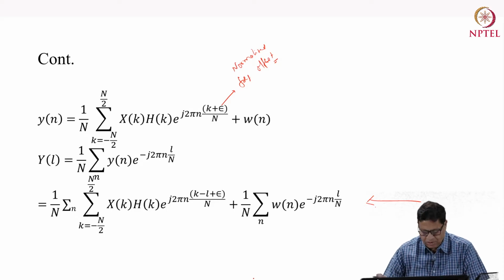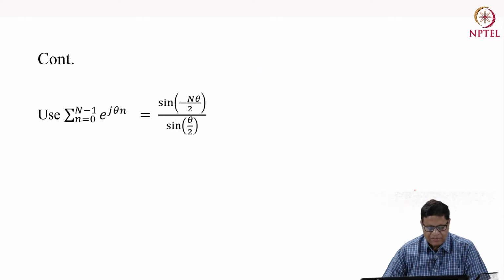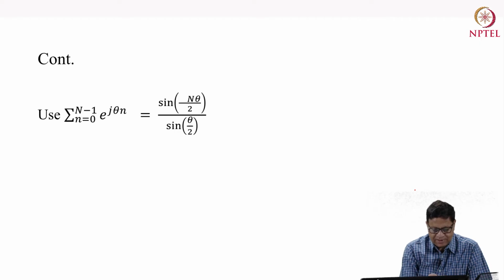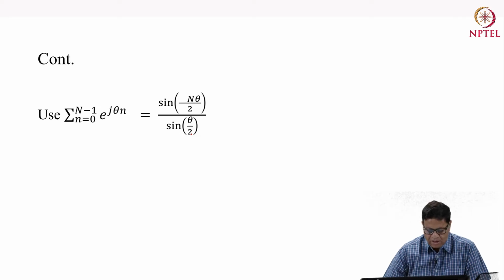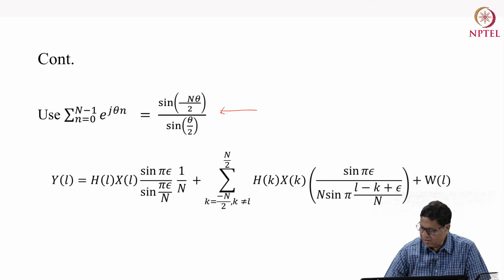Now, in order to solve this, we will take certain approximations and see what kind of results we get. So in order to solve this equation, let me name this as A. I will use some approximations. The first identity I will use is summation n equal to 0 to N minus 1 of e raised to j theta n, which is equal to sine of N theta by 2 divided by sine of theta by 2.